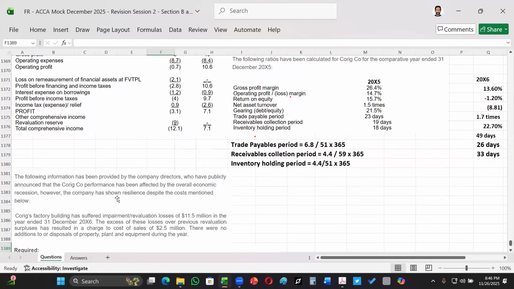It has shown resilience, like it is showing good things despite the poor situation, poor circumstances, and the kind of business they are. They are selling fashion products. So clearly, if the economic downturn is there, if the recession is going on, people are likely to spend less on fashion products. Okay, so this is making sense.